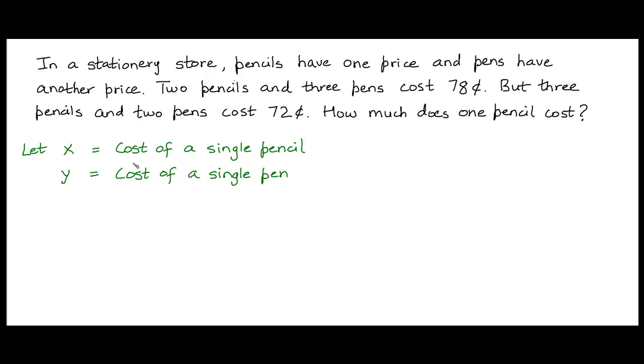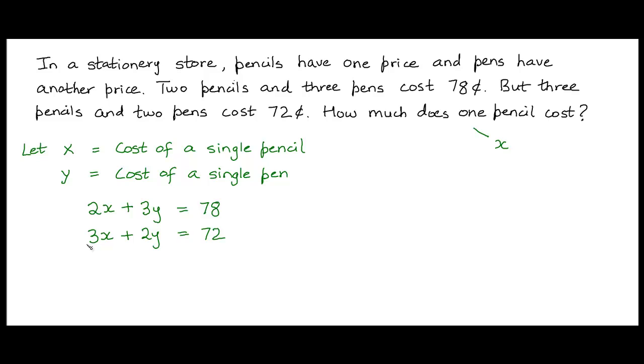We are given in this problem that two pencils and three pens together cost 78 cents. That is 2 times X plus 3 times Y is 78. We are also given that 3 pencils and 2 pens together cost 72 cents. So 3 times X plus 2 times Y is 72. And what we need to do is find out the value of X.